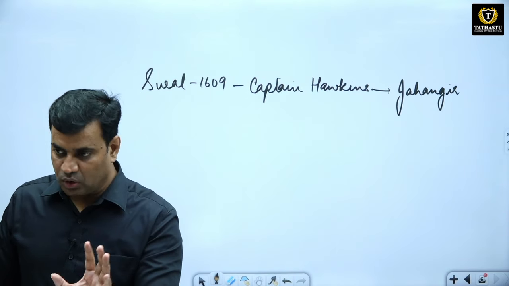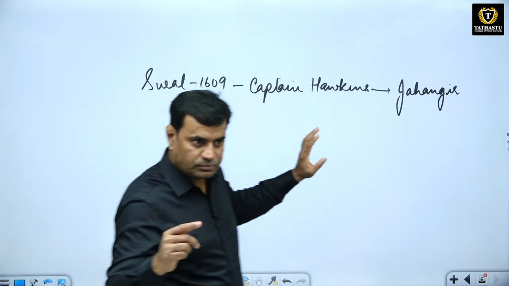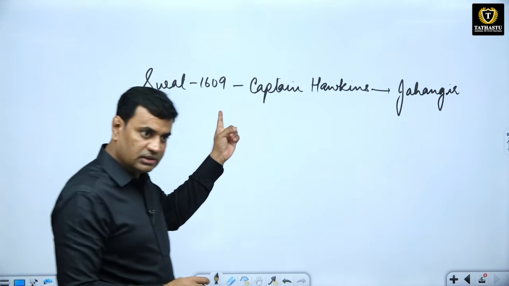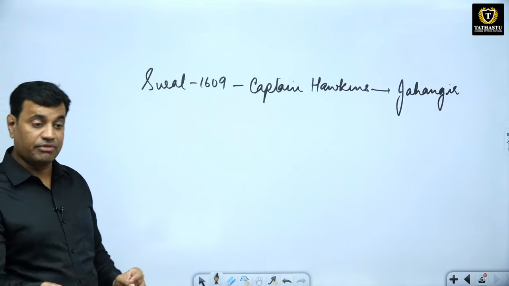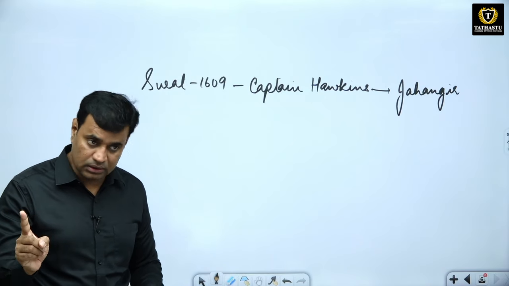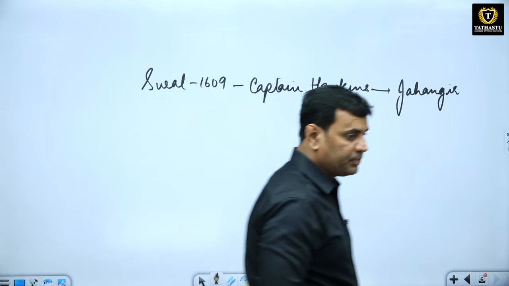However, we have written this point. Jahangir. The decision was taken to establish the first factory at Surat in 1609. The factory was established at Surat in the year 1613. Is this clear? It's very important.